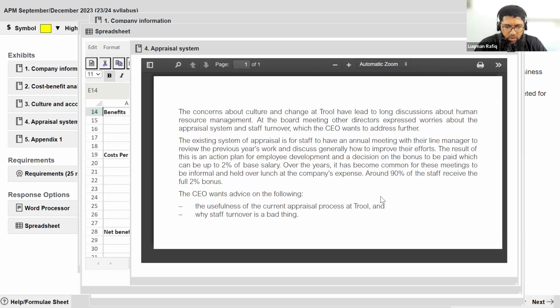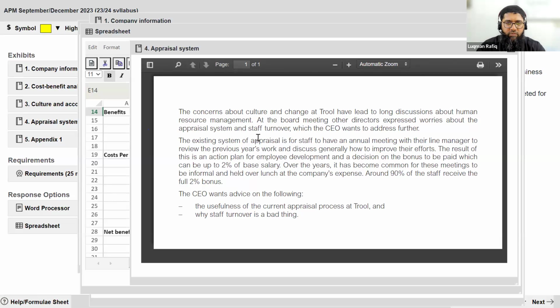Okay. So let's just start off. What does it say? It says the concerns about culture and change at Trool have led to long discussions about the HRM. At the board meeting, other directors expressed worries about the appraisal system and the staff turnover, which the CEO wants to address further.